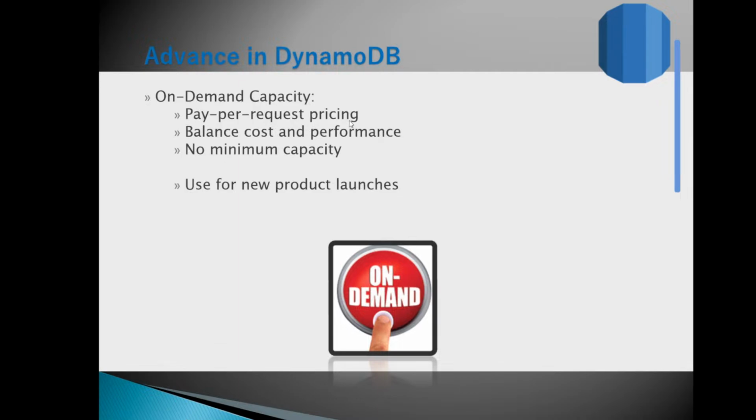On demand: pay per request, cost, balance the cost and performance, no minimum capacity required. Pay more per request than provision one. That's the only disadvantage. You have to pay a little more as compared to provision capacity. Use for new product in general.